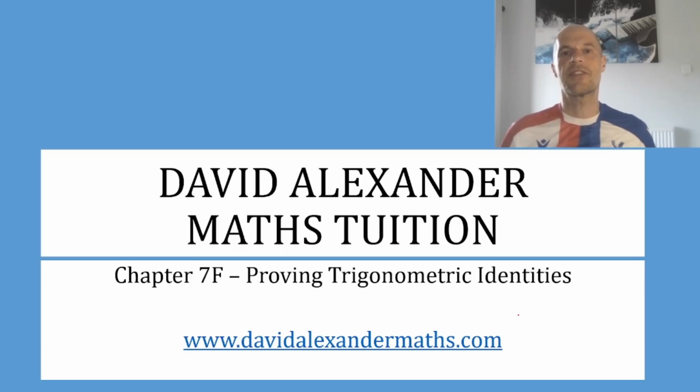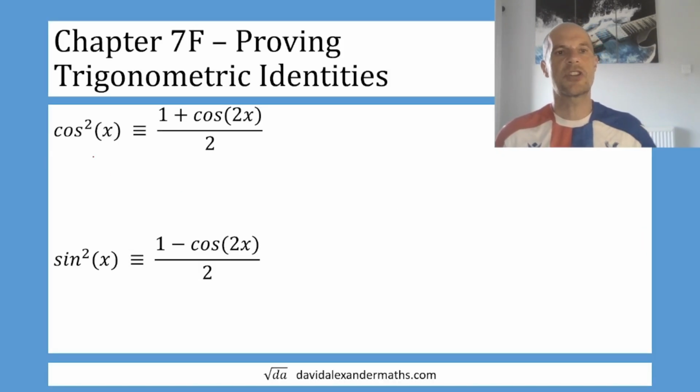This is chapter 7F, proving trigonometric identities. Okay, so we want to show that cos squared x is (1 plus cos 2x) all over 2, and this is one that is definitely worth remembering. I would normally remember it as cos squared x is a half plus a half cos 2x.